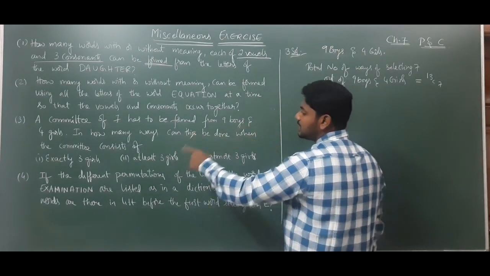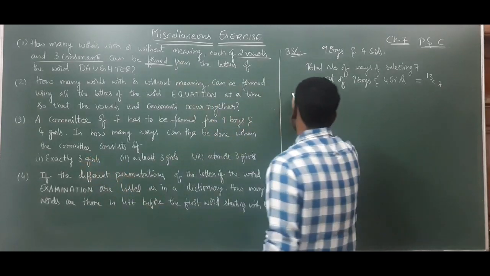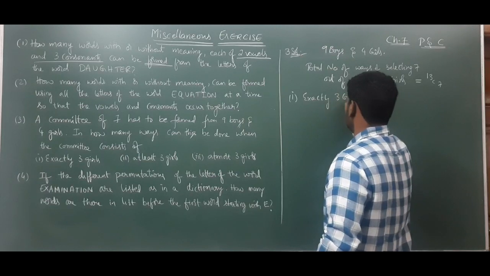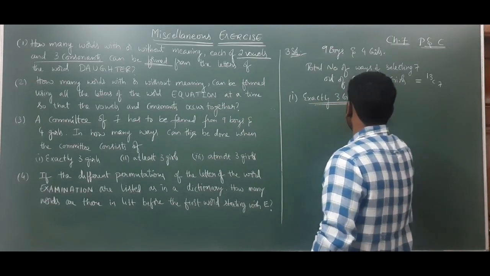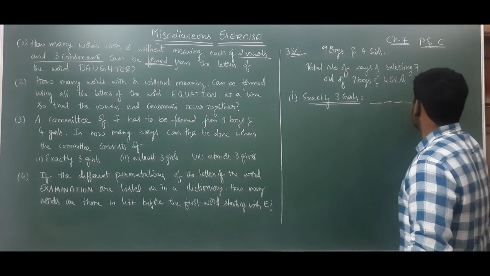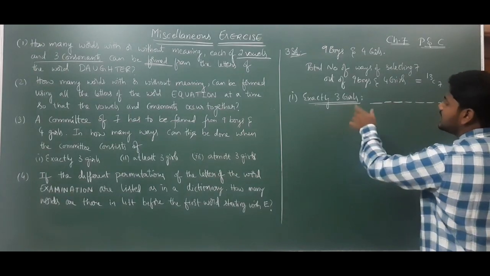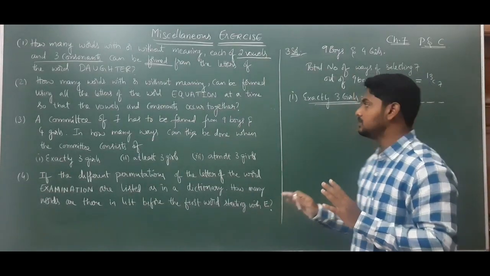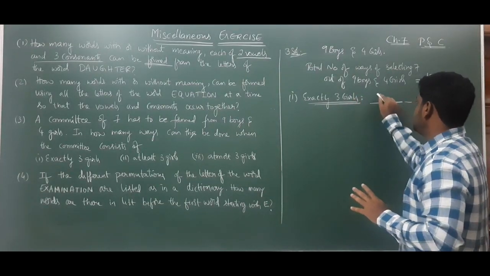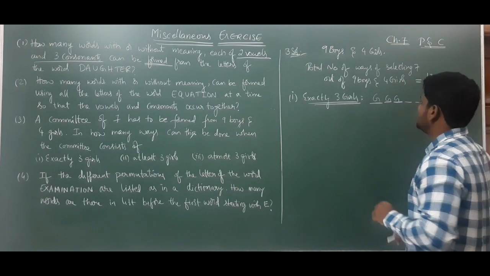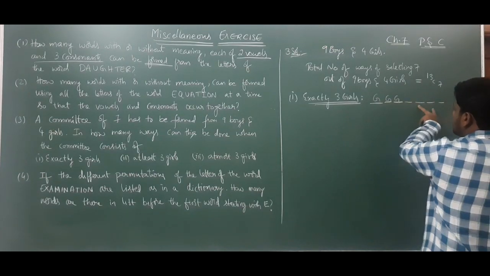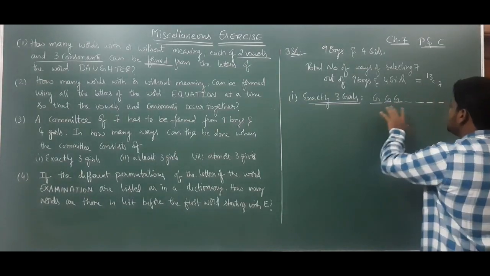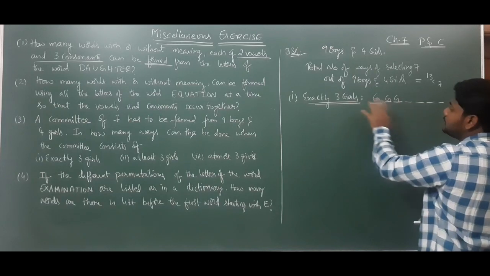This one, when the committee consists of exactly 3 girls. See, exactly 3 girls. So out of 7, exactly 3 girls should be there. So this is only selection, not arrangement. Remember. See, exactly 3 girls. 1, 2, 3. Those girls may be first or last or in the middle or alternating. No problem. We just need to select. So 3 girls. Out of 7, girls should be only 3.